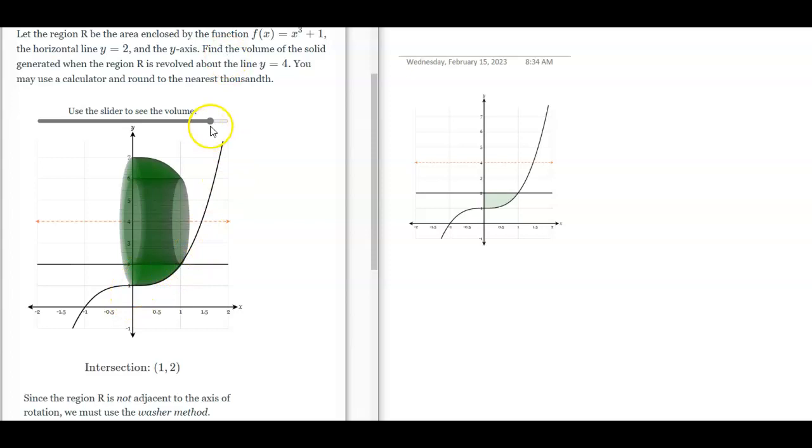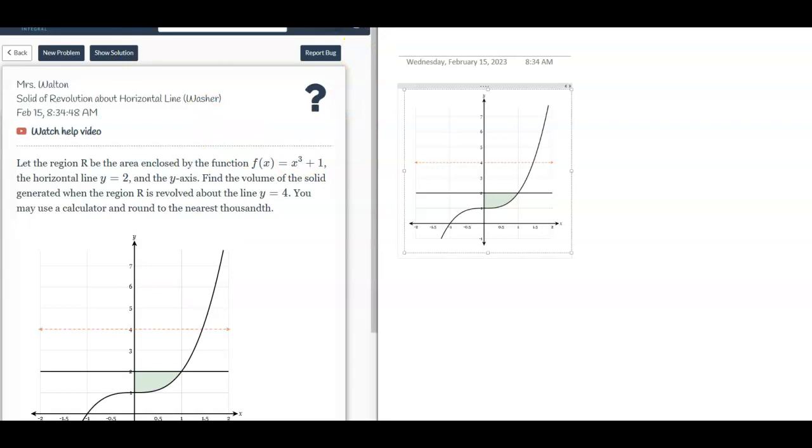All right, so let's go ahead and set this up. For this one, just in general, to make sure that I am organized, I'm going to go ahead and write our general formula. We're looking at pi from a to b, outer radius squared minus inner radius squared, and in this problem, we are taking it with respect to dx.